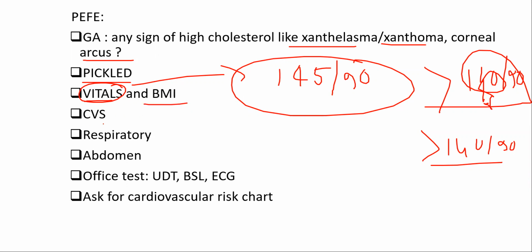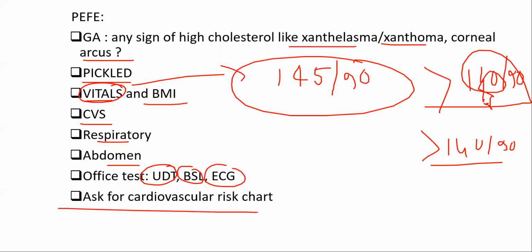BMI is high in this patient. Then just finish with cardiovascular, respiratory, abdomen, and ask the office tests: urine dipstick, BSL, and the ECG. ECG is a very important thing. It can help you to find out any heart condition the patient already has.